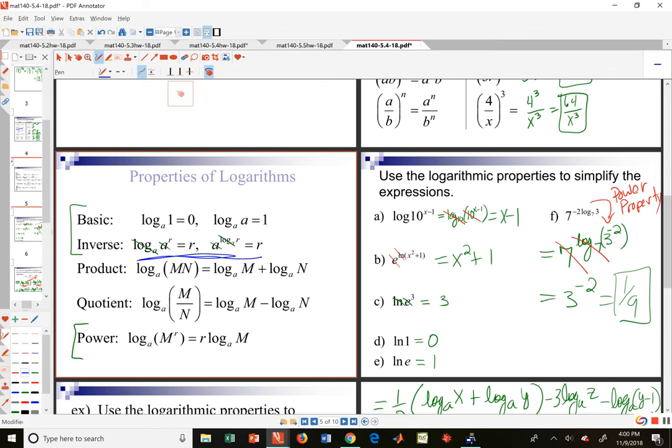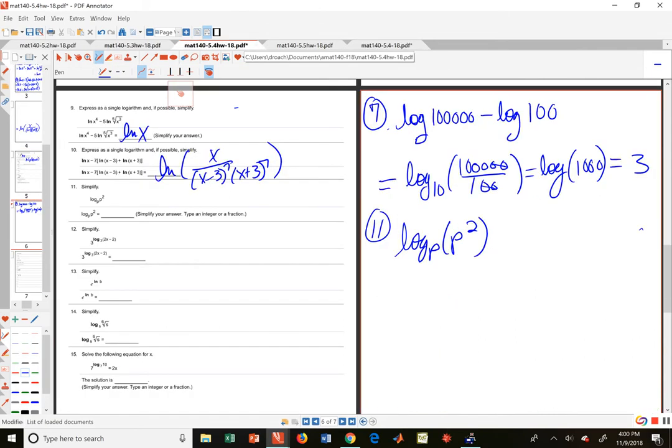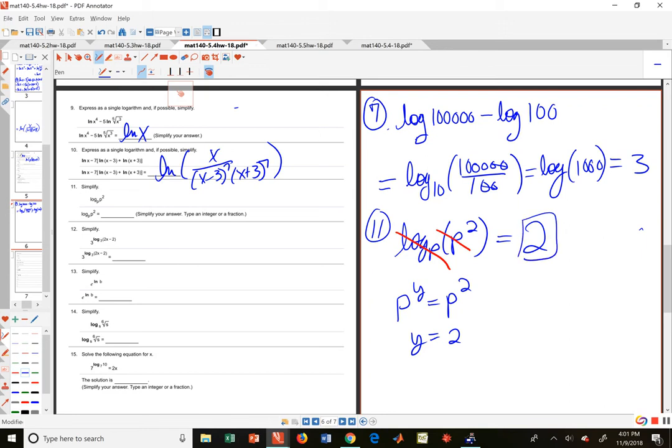They cancel each other out. You see those green slashes there. They are inverses of one another. So back to the problem at hand, that log base p cancels that p, leaving you just a 2. Now, if you're not comfortable with what I just did, just go ahead and convert: p to what power is p squared, and the answer is, well, y is equal to 2, and we'd be saying y is that logarithm. All right, so that's number 11.